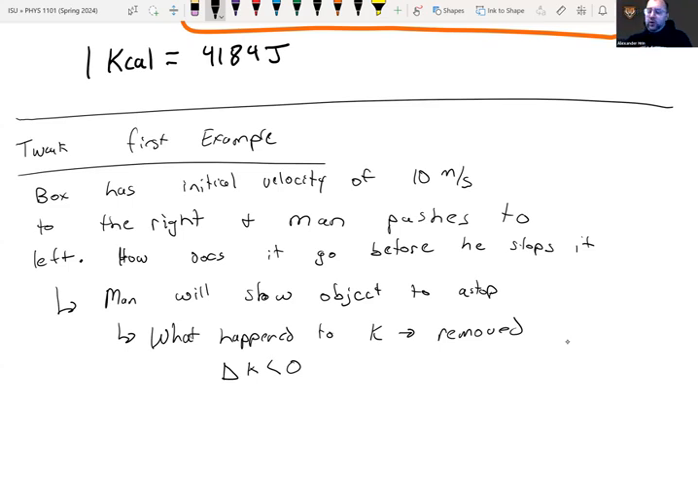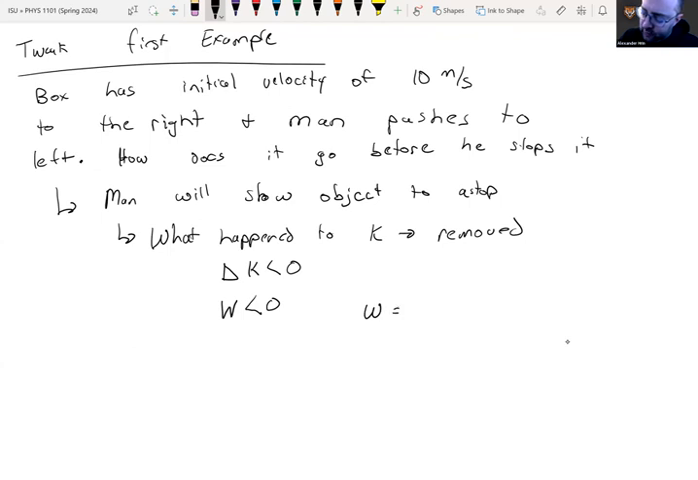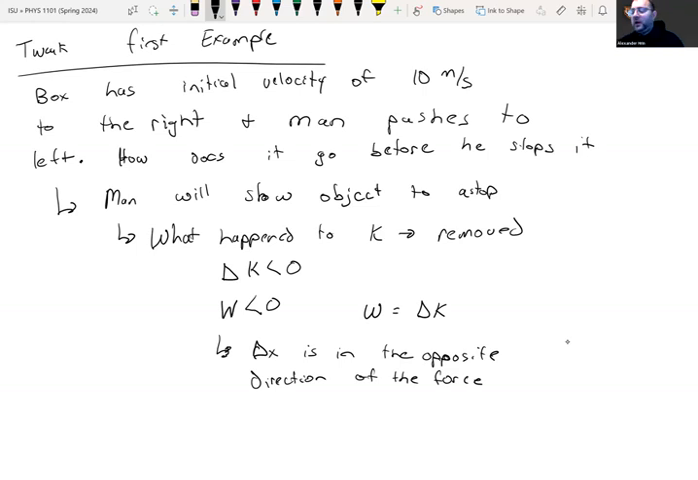All right. Now, when you have delta K less than 0, what that is going to mean is that work is going to be less than 0. Because as a reminder, work is equal to delta K. So what does this mean? If work is less than 0, basically what this means is that the delta X is in the opposite direction of the force. Okay. And that is what causes you to have negative work. That is what causes someone to remove energy from a system.